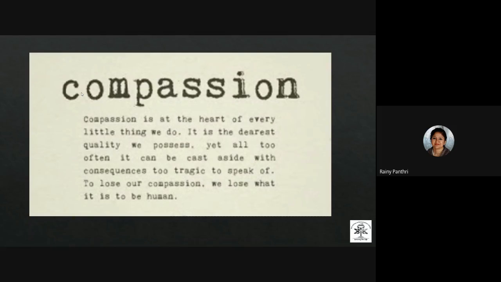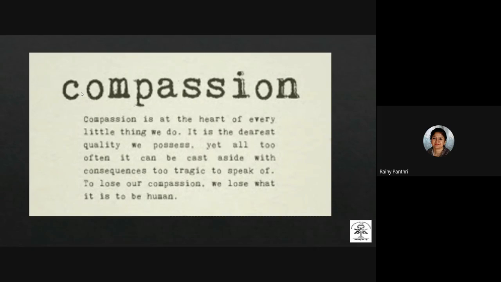It is the dearest quality we possess. Believe me, it's one value which makes you glow from within your heart. Even if you don't have anything, it will glow. Yet, all too often, it can be cast aside with consequences too tragic to speak of.